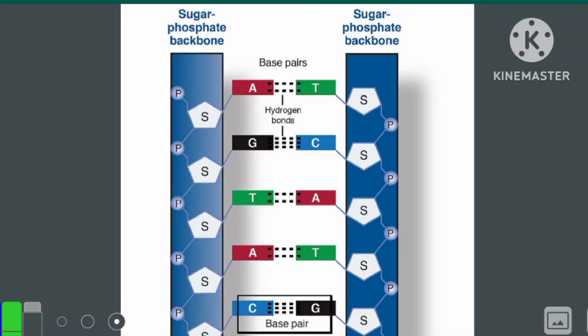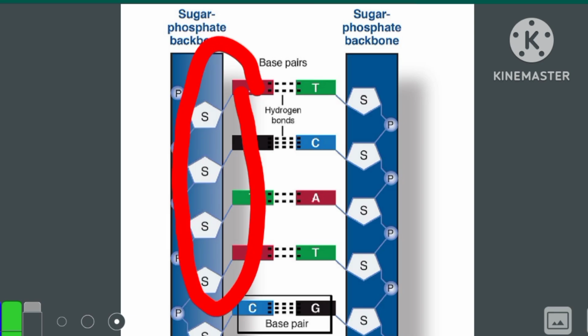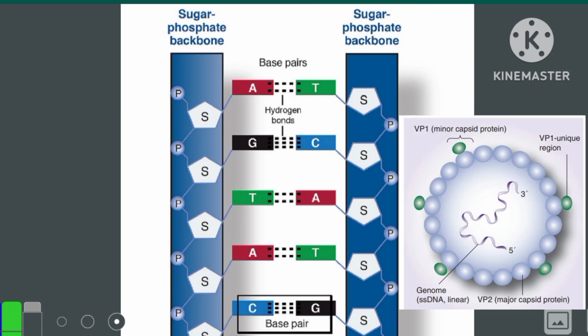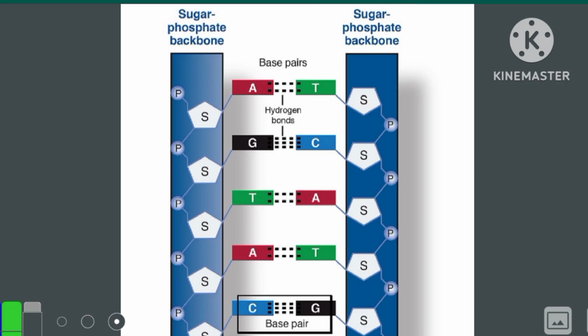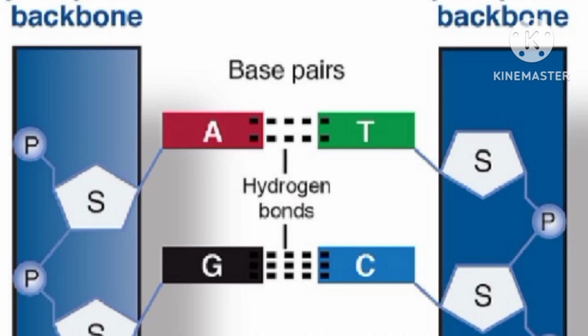Now I will discuss DNA. This is single-stranded DNA. This type of single-stranded DNA is found in single-stranded DNA viruses like parvovirus B19. One single-stranded DNA binds with another single-stranded DNA by hydrogen bonds and forms double-stranded DNA, where adenine binds with thymine by double hydrogen bond and cytosine with guanine by triple hydrogen bond.